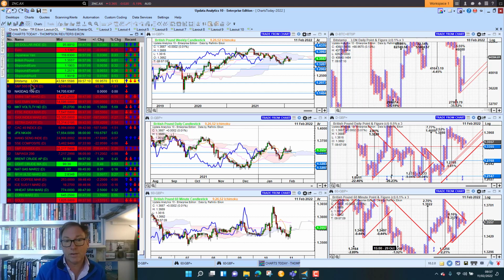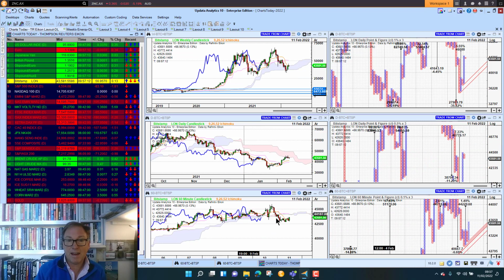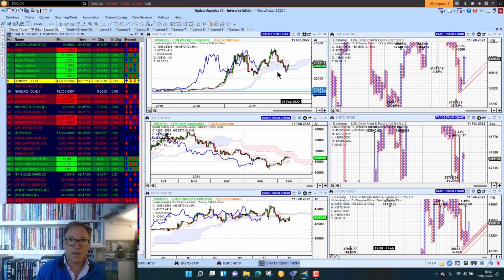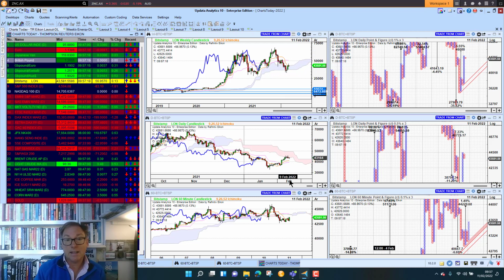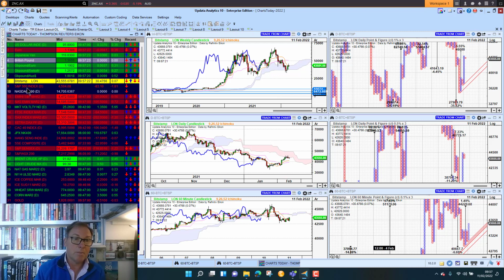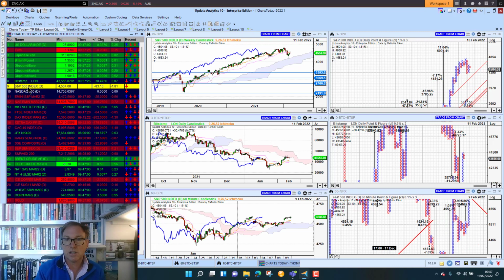Bitcoin sitting at $43,500, so it's fairly steady, taking this in its stride, looking like a cloud bounce in the long-term chart. Remembering this is a weekly, daily, and 60-minute chart, so my long-term, medium-term, and short-term view of the market. But the real story is stocks.